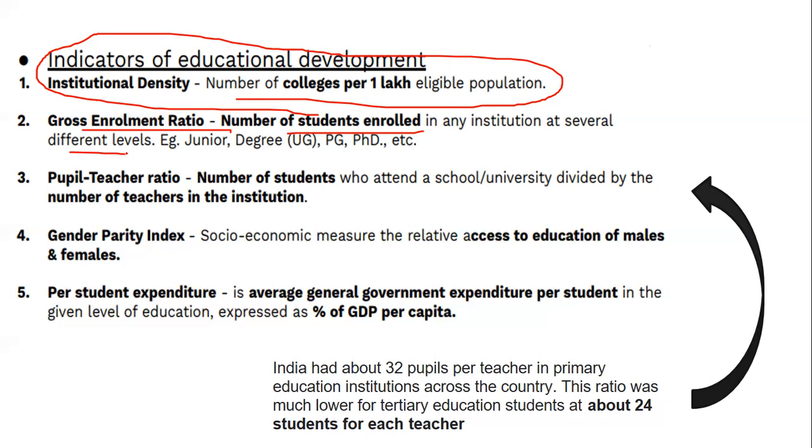Now, in India, we have normally 32 pupils per teacher in the primary section. The ratio is lower for tertiary education, right now it is 24. So you need to keep this in mind. There can definitely be questions out of this also.